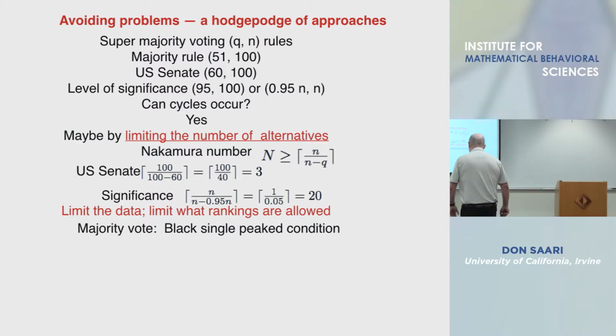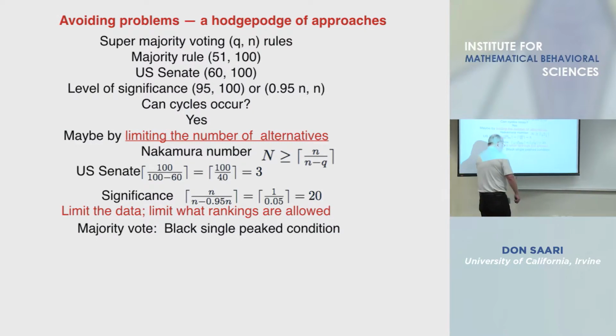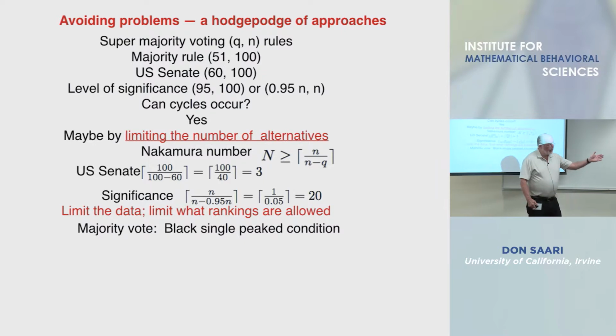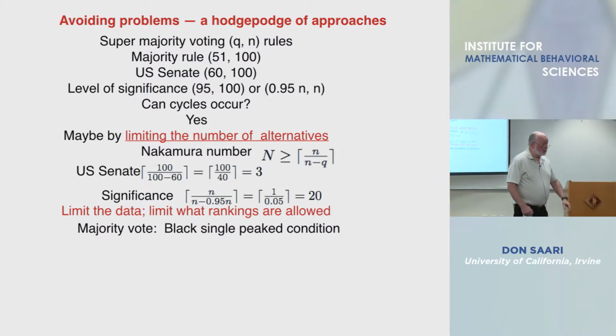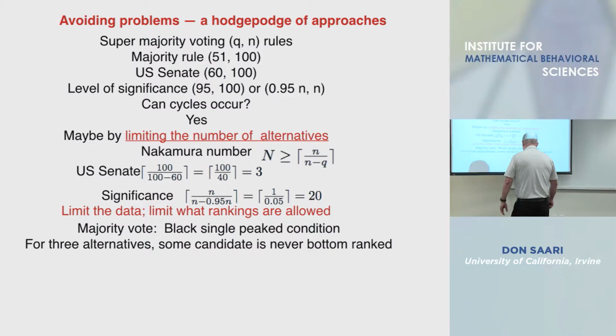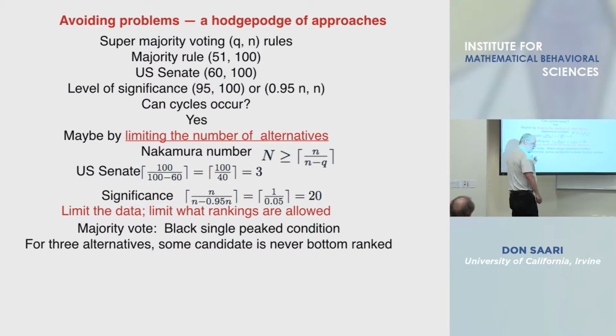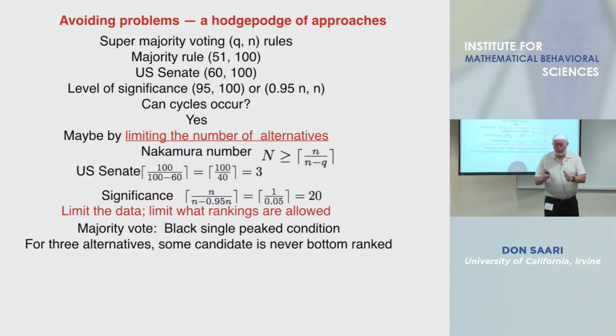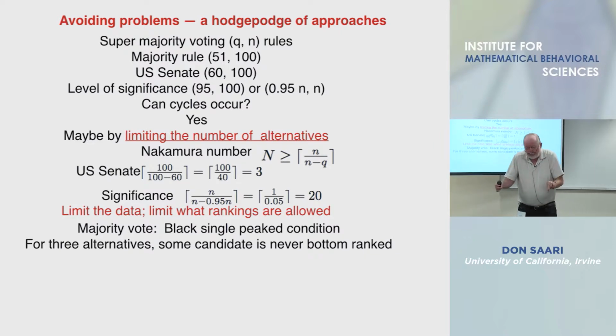And one of the most widely used is the majority vote. It's Black's single peaked condition. Now, Black's single peak condition has a technical definition. Anybody interested later, I'll tell you what it is. But right now, I'll just say that if you have 3 candidates, some candidate is favored enough by all of the voters that no voter ever has that candidate bottom ranked. So there's some candidate that is favored enough that nobody will have it at the bottom. If you have that situation, you never will have a cycle.